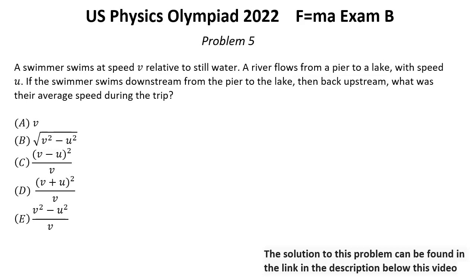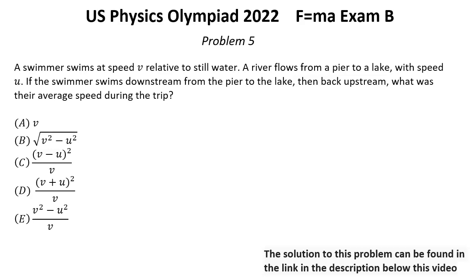Problem number 5. A swimmer swims at speed v relative to still water. A river flows from a pier to a lake with speed u. If the swimmer swims downstream from the pier to the lake, then back upstream, what was the average speed during the trip?